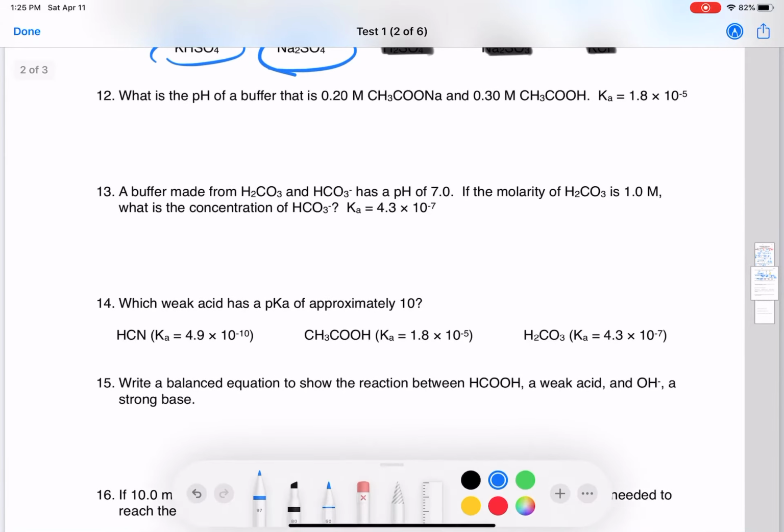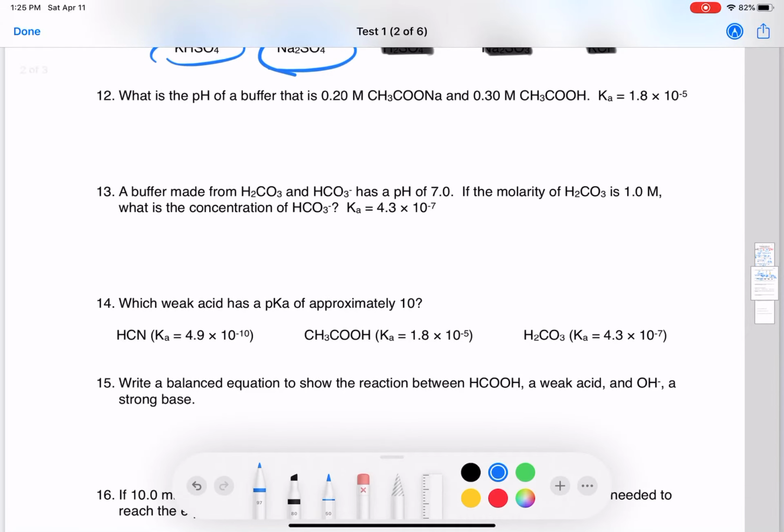More buffer questions. What is the pH of a buffer that is 0.2 molar CH3COONa and 0.3 molar CH3COOH? So we've got to use Henderson-Hasselbalch. Anytime you see the word buffer, you should be thinking, how can I use Henderson-Hasselbalch to help me solve this problem? Because this is our shortcut. pH equals pKa plus the log of the concentration of the base over the acid.